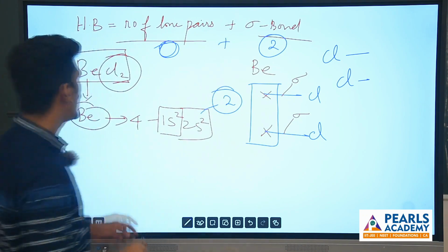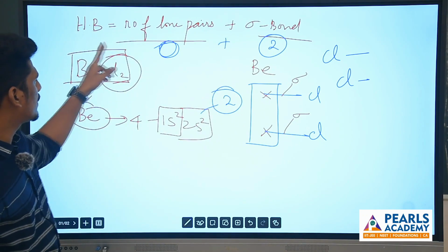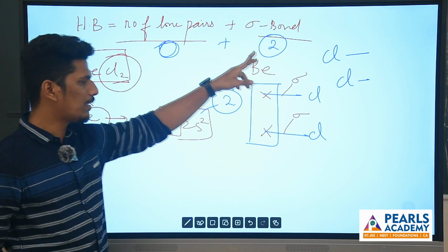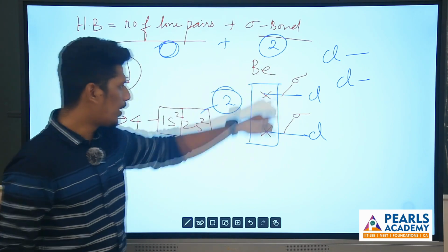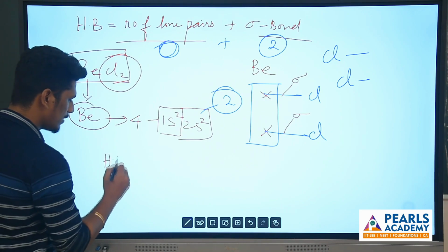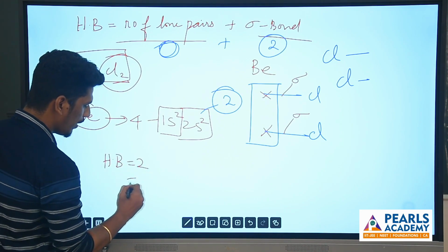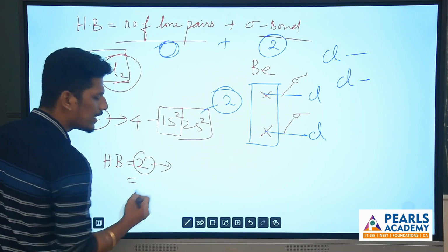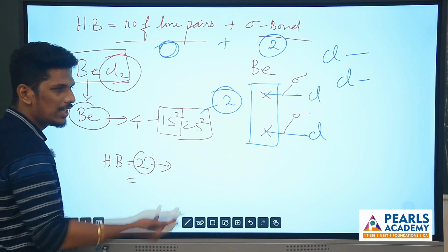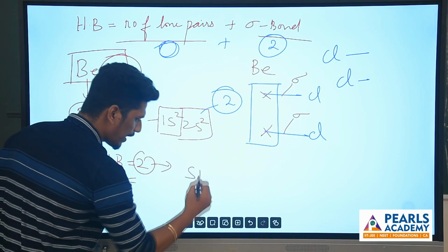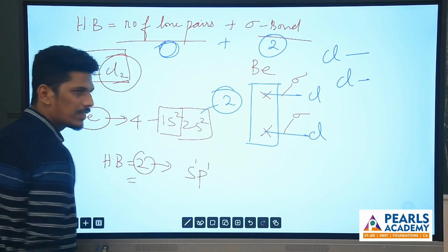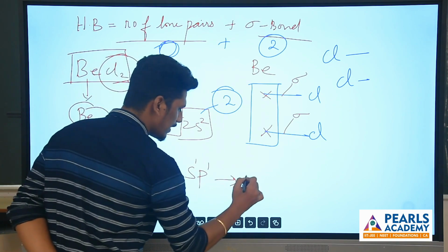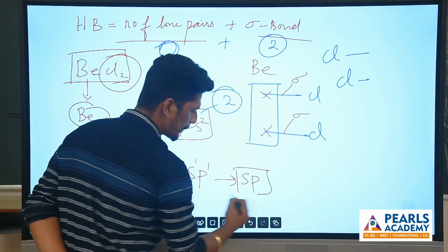Okay, so finally we are adding both things. Hybridization is equal to the number of lone pairs plus the number of sigma bonds. We have 0 lone pairs and 2 sigma bonds, so the value is 2. We convert this 2 into spdf form: I write sp, with 2 being s1, p1, that's it. So finally we can write it as sp hybridization.